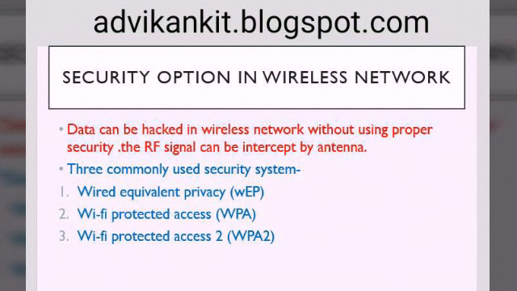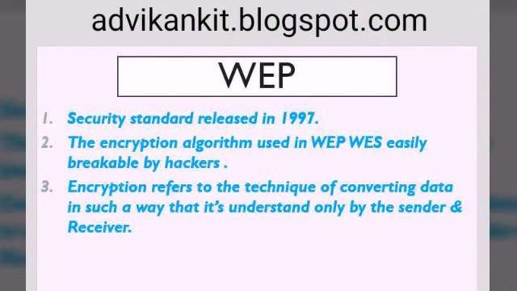Now you may ask, what is encryption? Encryption refers to the technology of converting data in such a way that it is understood only by the sender and receiver, the coding and decoding. This is encryption. Now here the encryption algorithm was not that reliable and it was easily breakable by hackers. Thus we cannot use this WEP security system.